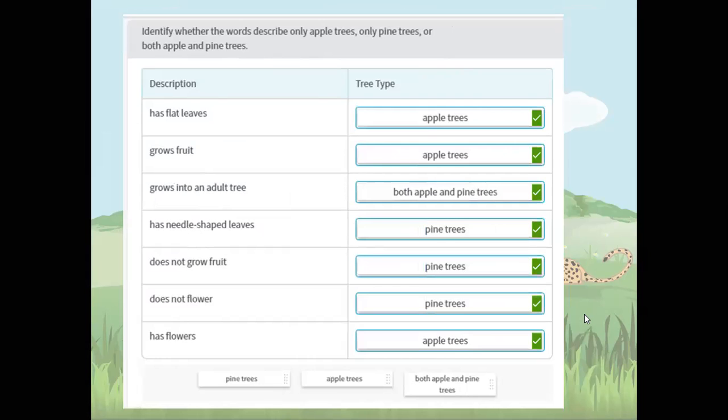Excellent. The one that has a flat leaf is the apple. It grows fruit. Both grow to adults. The pine has needle-shaped leaves, doesn't grow fruit, and doesn't flower. The apple tree has flowers.